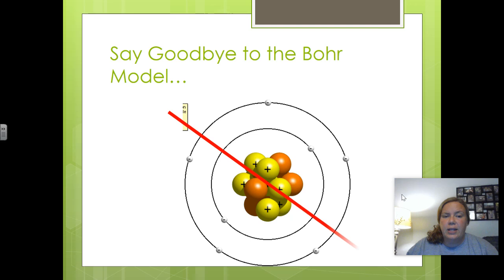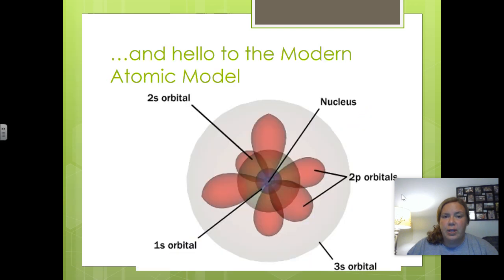So we say goodbye to the Bohr model officially, and we say hello to the modern atomic model. This modern atomic model, we can call the quantum mechanical model or the quantum model. Quantum mechanics sounds like a really hard word, and it can get hard, I'm not going to lie. But quantum mechanics is basically chemistry and physics combined so that you can predict where these electrons are going to be.